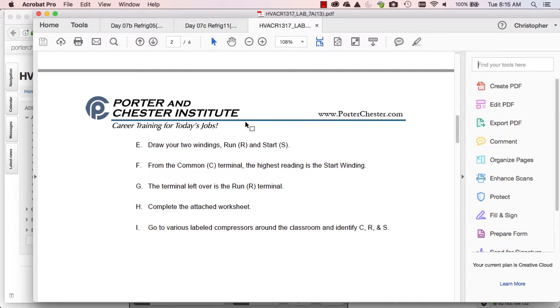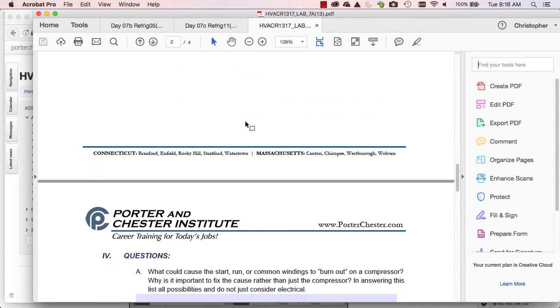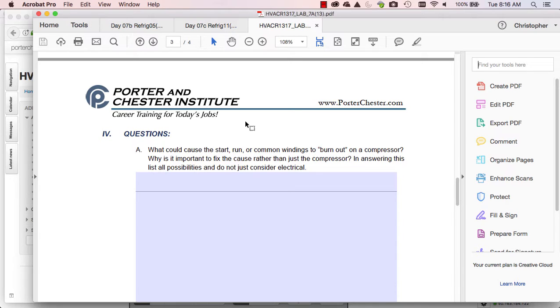Okay, and that's what it's walking you through, the procedure here. Now, it's asking you a few questions. What could cause start, run, and common windings to burn out in a compressor? Well, there's a number of reasons.